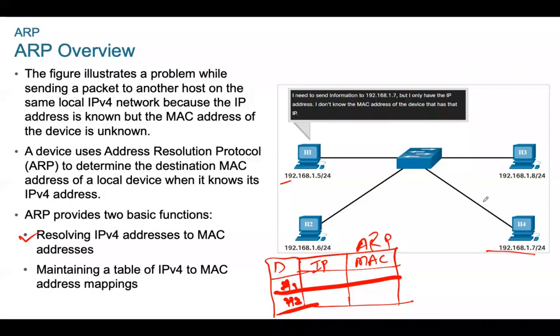If the packet's destination IP address is on the same network, then the source device will search the Address Resolution Protocol table for the destination IPv4 address. If the destination IPv4 address is on a different network, then the source device will search the ARP table for the default gateway. So in both cases, yes.